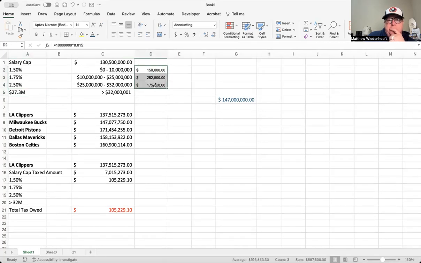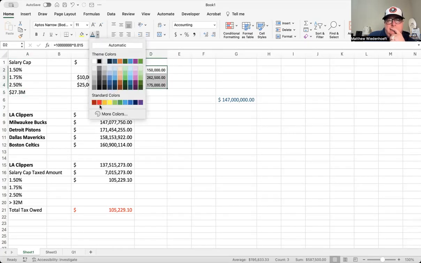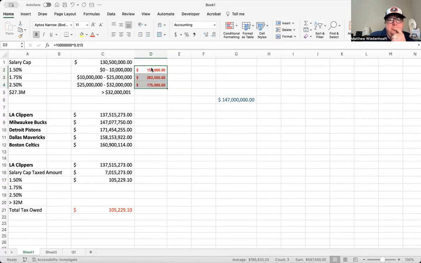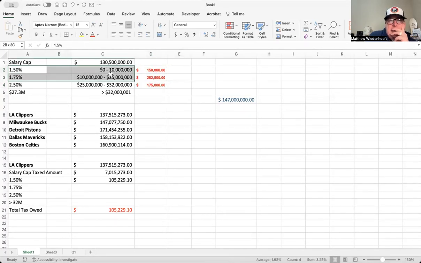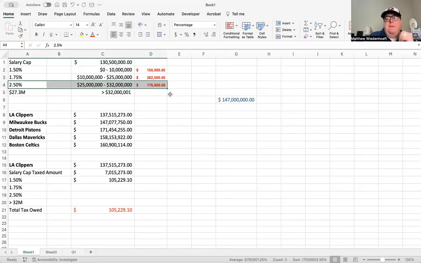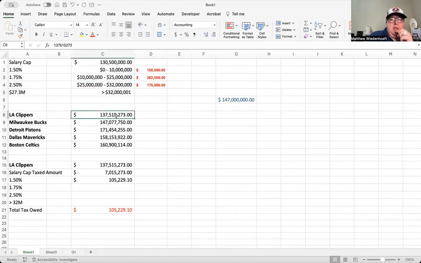So what these numbers represent are this tier's amount of cap is this much. Then this tier's amount of cap is this much. And this tier's amount of cap is that much. Okay. So if we just take the Clippers, they're at 137,500,000. What I look at is what tier they end up in. If we take the amount they spent and subtract the cap from it, they are $7 million over the cap.